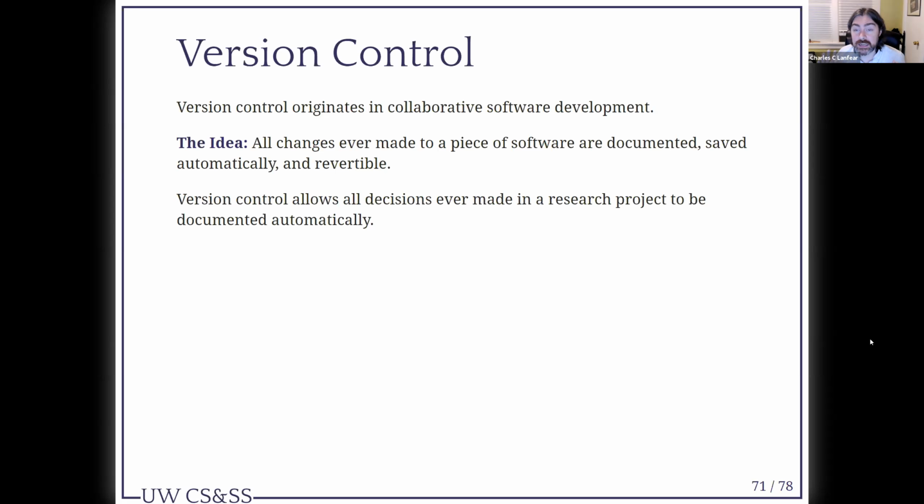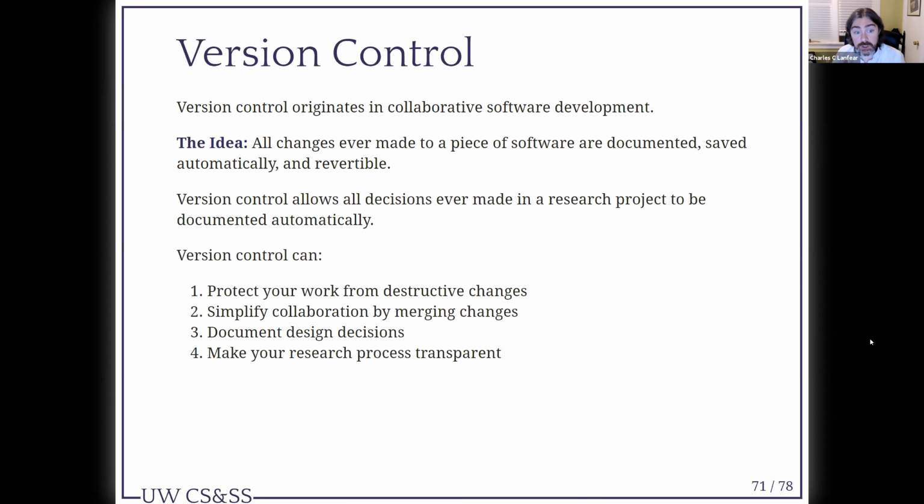This is basically where the idea of track changes comes from in a Word doc. Track changes is baby's first version control. Actual version control tracks literally everything in documents, every modification to data, files, you name it, okay? Version control can protect your work from destructive changes.